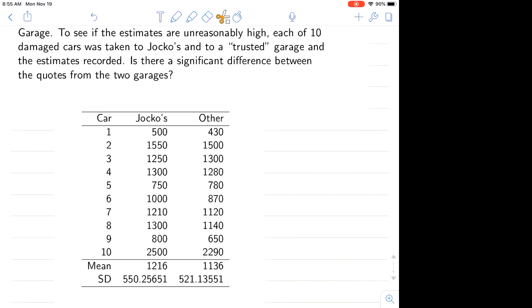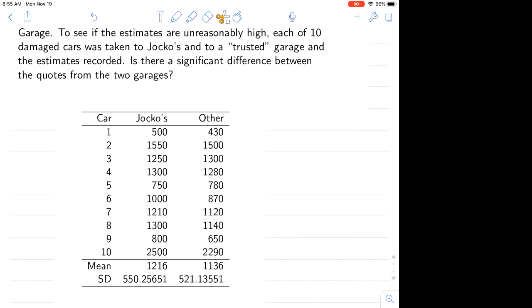So here's the data that we've collected. Each of these cars, there's 10 cars. Each of them has some amount of damage. They don't necessarily have the same amount of damage, but that's okay. Because this one has just a little bit of damage. It looks like the quotes are about the same, they're in the lower end. Here we've got a car with more damage. But because we're looking across this car, we've got these matched pairs.